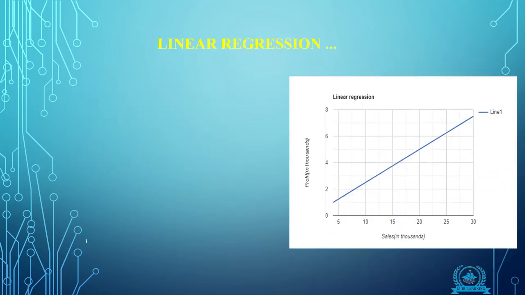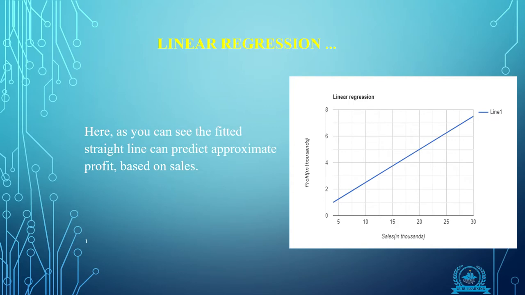Here you can see the line graph between sales and profit. The fitted straight line would estimate the expected profit based on the input sales. So here our machine learning algorithm must be sufficiently good to fit this straight line so that it passes through most of the data points.